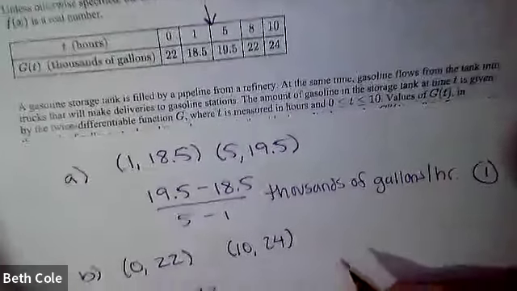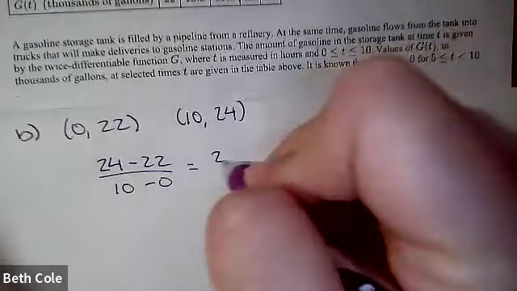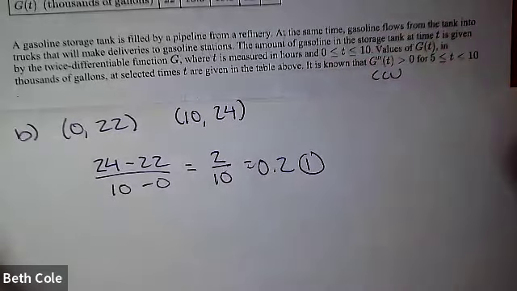and this one I actually do want to simplify down. Let me fold this paper over so that you can see it, so I don't have to keep on sliding the paper up and down. All right, there we go. So that's going to give us 2/10, which is 0.2. So it was a point for doing that slope.